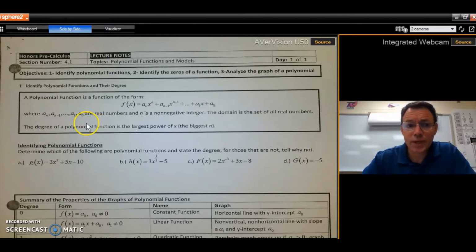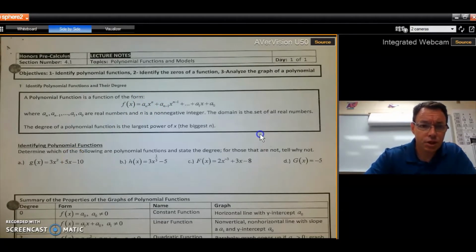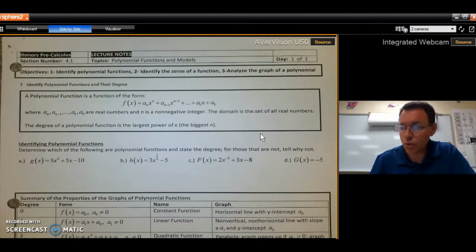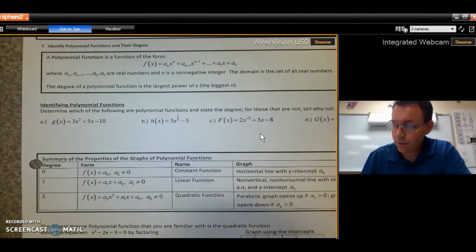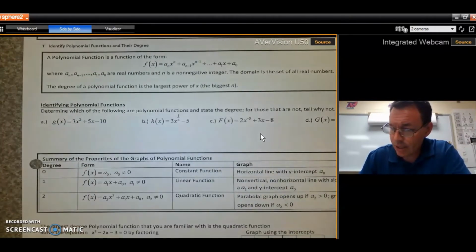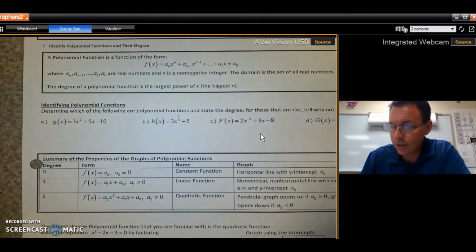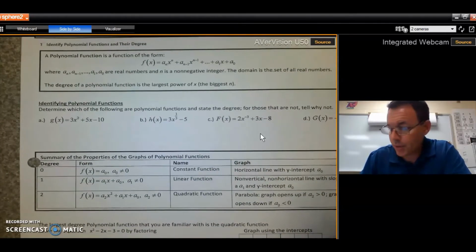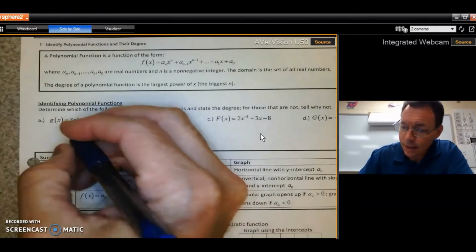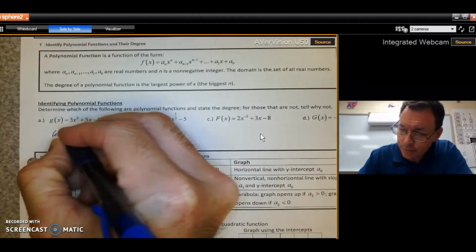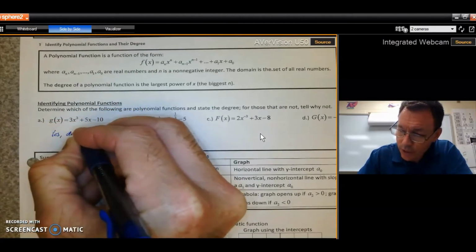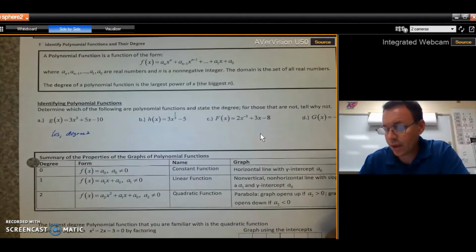And then the degree, when we talk about the degree of a polynomial, we're just talking about what the biggest exponent is. Down here it says determine which of the following are polynomial functions and state the degree. Well, I've got an x squared, an x, and technically an x to the 0 here. So that looks good. That is a polynomial. There's nothing making it not work. So yes, and it is a degree 2 because of this second power there.